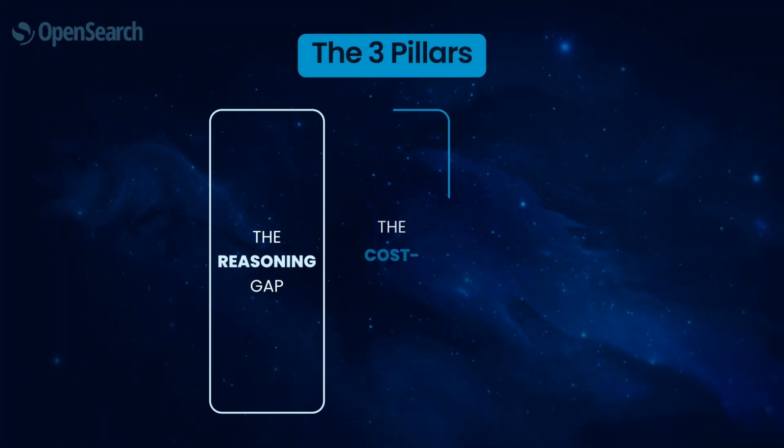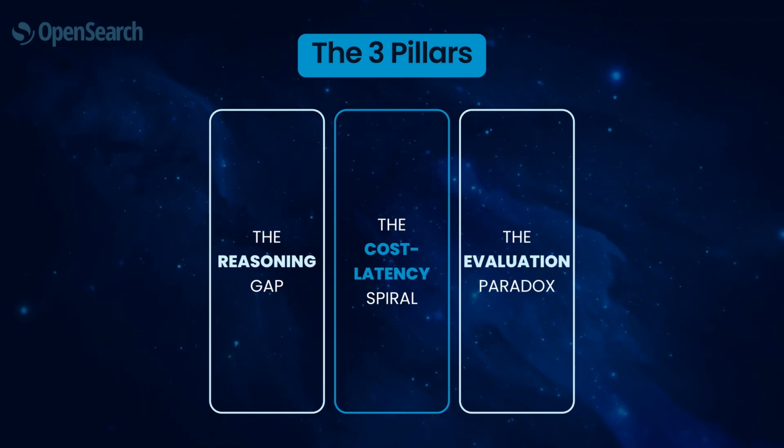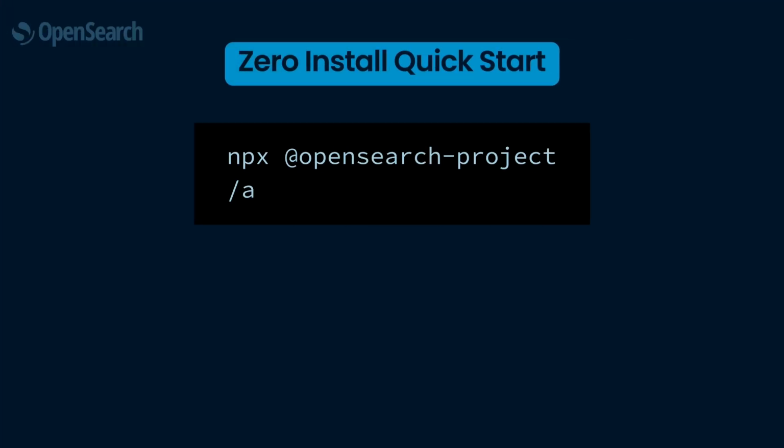Agent Health is built to close exactly these 3 gaps: the reasoning gap, the cost latency spiral, and the evaluation paradox. Now you can get the needed evaluation and observability at agent development time. And the way you start couldn't be simpler. One npx command, no installation.